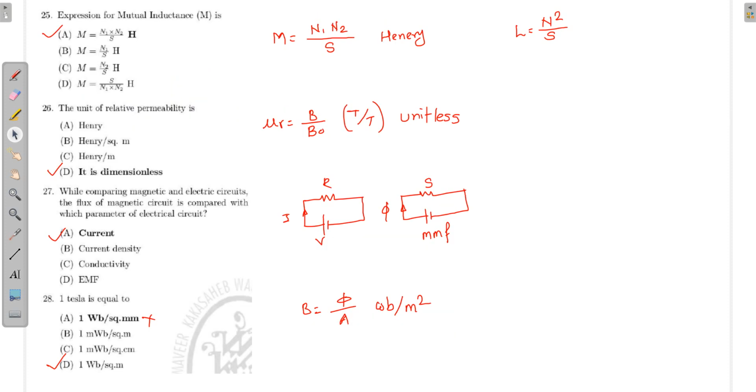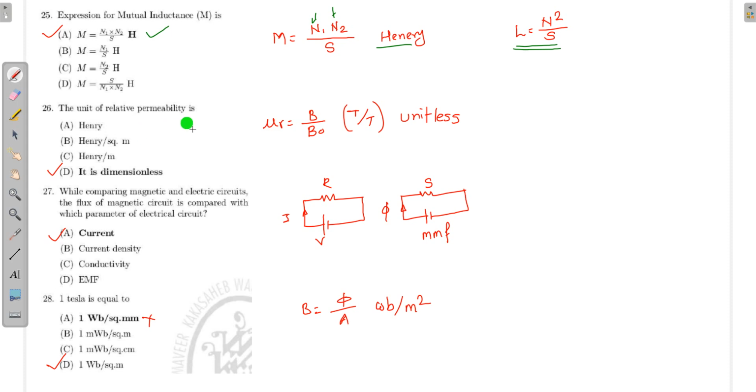So let's begin. What is the expression of the mutual inductance? First we'll see what self inductance is. In case of self inductance, it is given by N square by S. But in mutual inductance, there are two coils having the number of turns N1 and N2. So this N is split up into N1 and N2, and S is the common core in between. That is N1 N2 upon S. So that much is the Henry. So this is the correct option.